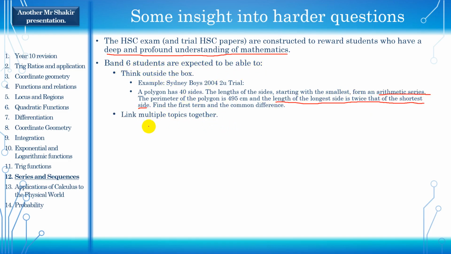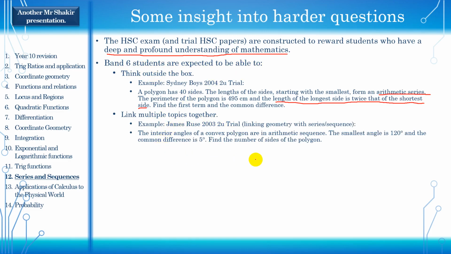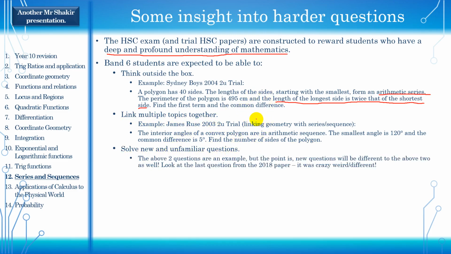Anyways, you also need to be able to link multiple topics together. For example, a James Ruse trial question. The interior angles of a convex polygon are in arithmetic sequence. The smallest angle is 120. The common difference is 5. Now, again, this is a very unusual question. You do need to know some geometry for this question. Find the number of sides of the polygon. So that formula for finding out the number of sides. And I guess my point is you need to be able to link multiple topics together. You also need to be able to solve new and unfamiliar questions like these two above.